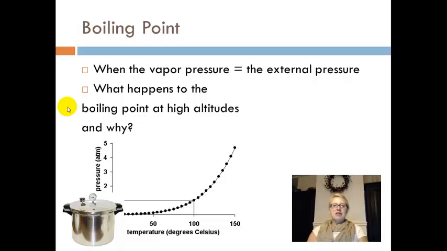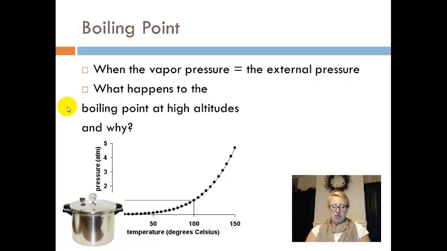So because it escapes at a lower temperature, your food is really not cooking as long, for example, up there, which is why at high altitudes there's oftentimes directions on boxes to show you that you have to cook your pasta longer because it's actually boiling at a lower temperature.